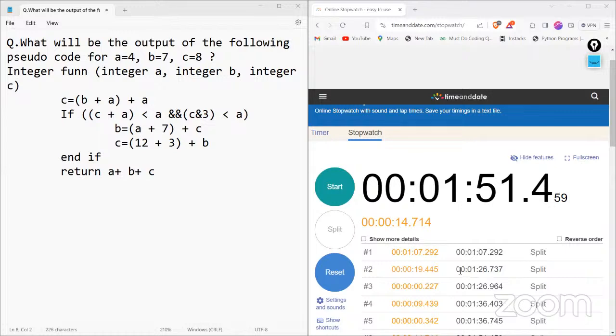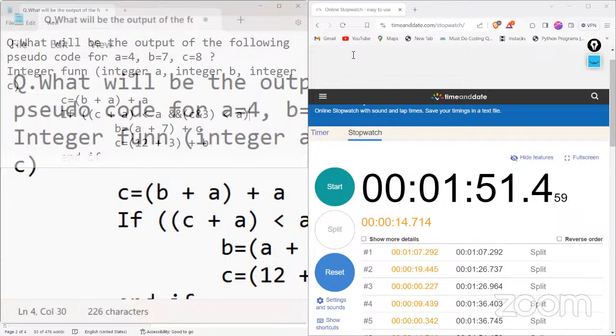Then I received 29, 27 even, and 26 even. Now let us try to understand it more. Let us try to understand what it is exactly and how things are going to work. So here we are going to solve this and conclude with the correct answer.